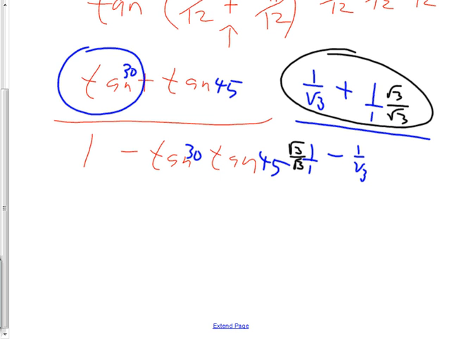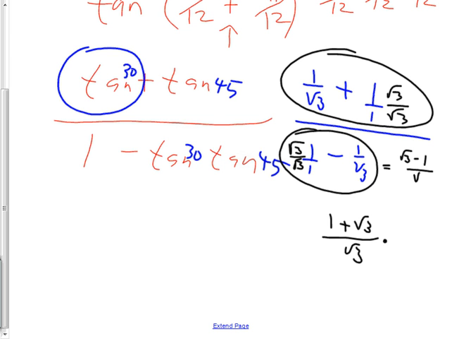Top comes out to 1 plus root 3 over root 3 times the bottom, except we have to flip the bottom. First I multiply it together, and then I'll flip it. Multiplying it together, I get root 3 minus 1 over root 3. Now I'm going to flip it: root 3 over root 3 minus 1. So, why did I flip it? Because instead of dividing right here, I'd rather flip and multiply. Now, what?